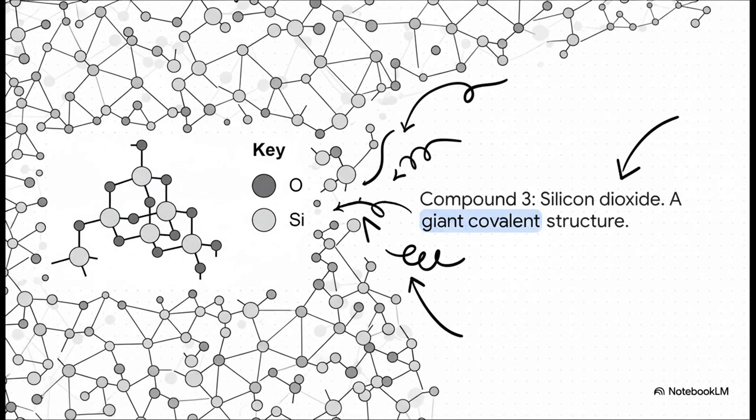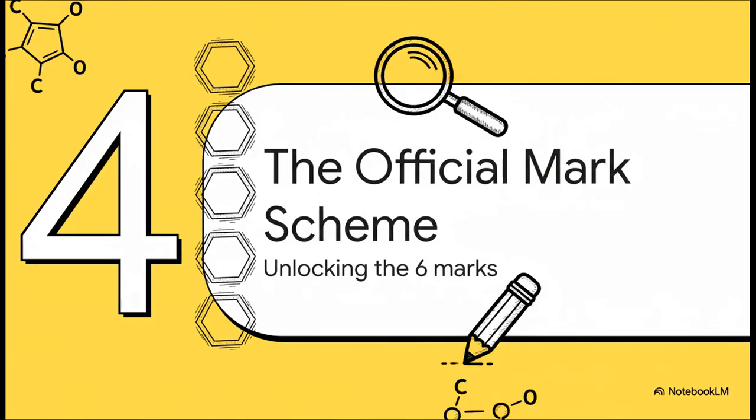And finally, our third one, silicon dioxide. Now this is also a giant structure, but the bonding is different again. This is a giant covalent structure, where every single atom is locked to its neighbors by strong covalent bonds. You could think of it as just one enormous molecule. Okay, so we've seen what they are, but how do you actually turn those observations into 6 juicy marks? Let's pull back the curtain and look at the indicative content from the AQA mark scheme. Think of this as the examiner's checklist.